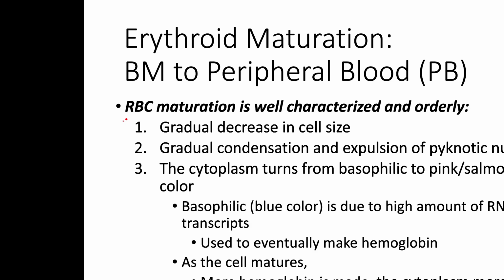So again, we're looking at these three key characteristics when we're talking about the general pattern for RBC maturation. First is this gradual decrease in size. We're going to go from a very large cell to a very small cell. We're also going to see that nucleus go from this very nice, big, and open structure until it condenses down into a very tight, dark blue circle.